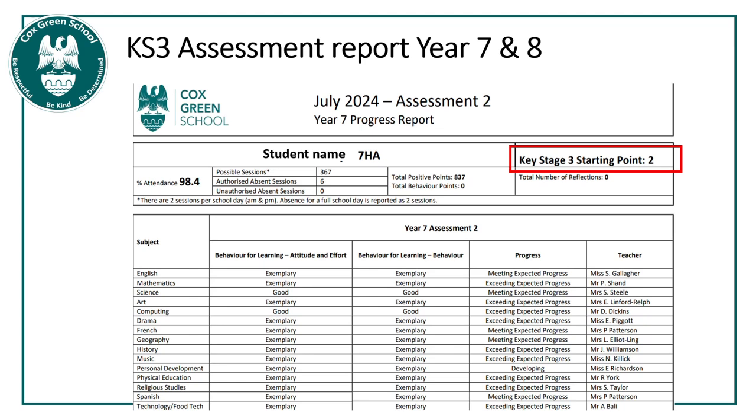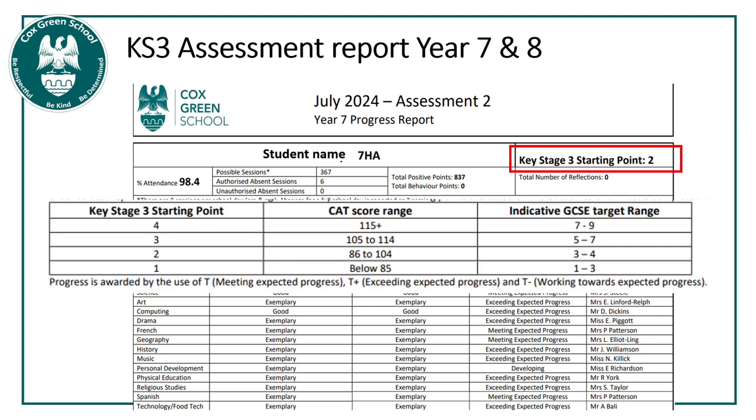Just above that, in the top corner, you can see there is something called the Key Stage 3 starting point. So for this particular student, they had a Key Stage 3 starting point of a 2. Now, what that means is it's an indicator of their prior ability coming into the school. So they take all students in year 7, take a range of CAT tests, and the average score is then taken to put them into a starting point band.